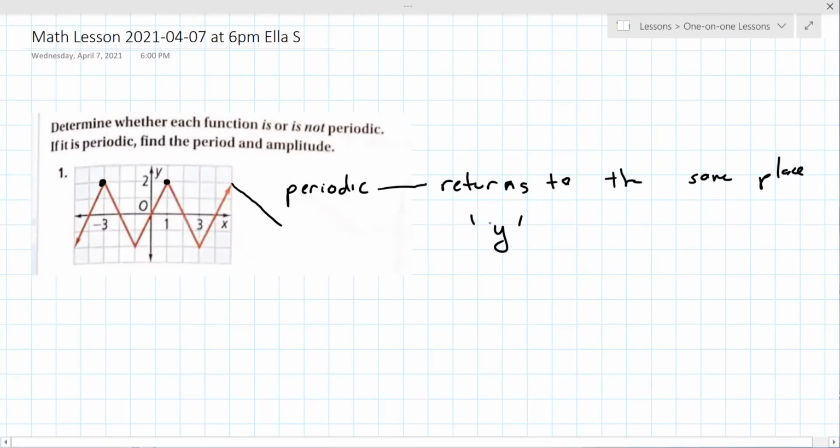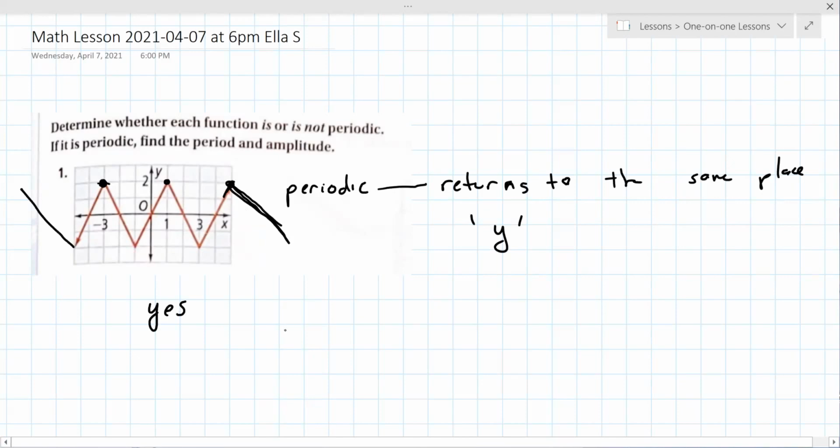Converge to the same place. In this case, we're talking about y. This picture is kind of bad. I assume it keeps doing this. So like I was showing, this position here at 2, it comes down and back up, and then it goes to 2 again, down and back up and goes to 2 again. Yes, this one is periodic.